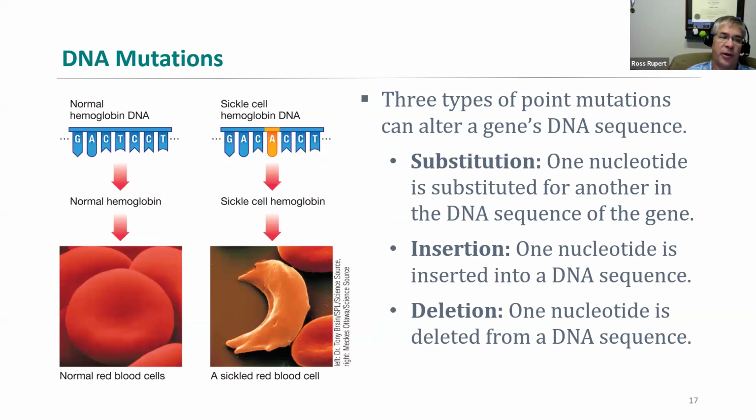So here's a good example of a mistake. It's called sickle cell anemia. It's a disease. It's a type of anemia. This is not all anemias. It's just the sickle cell version.